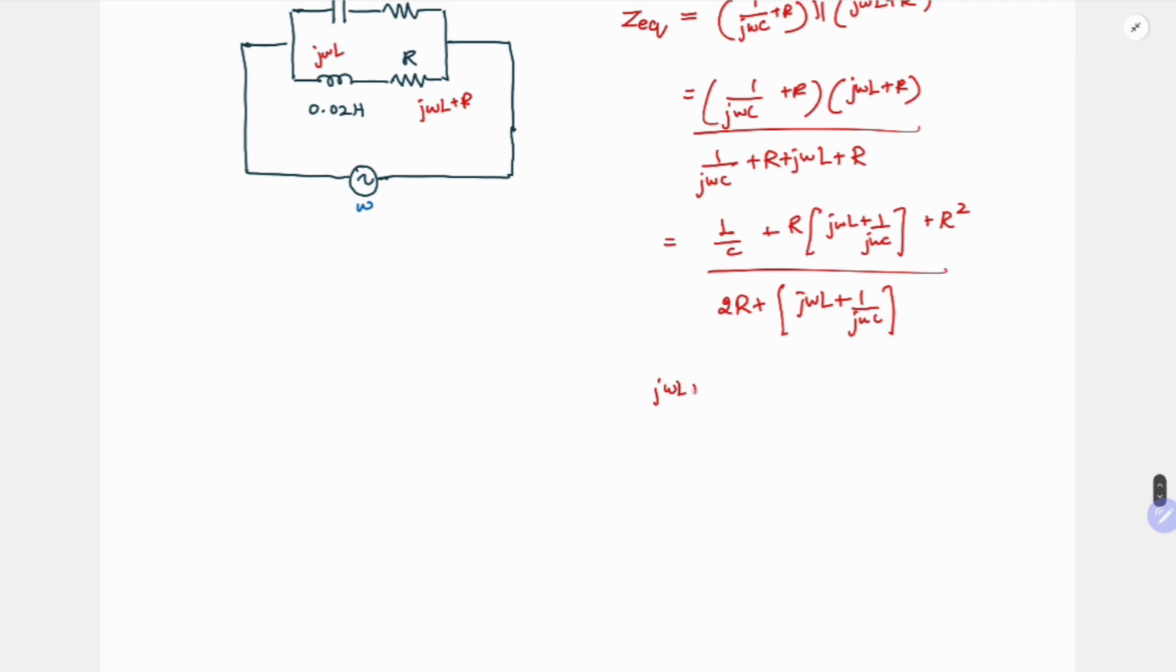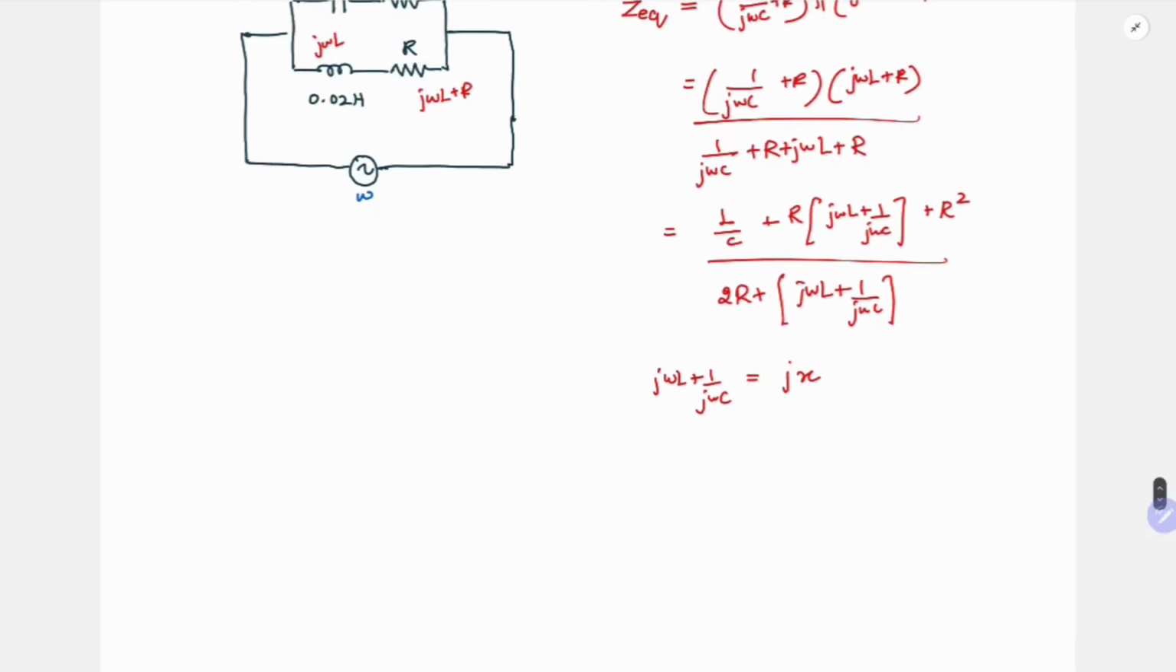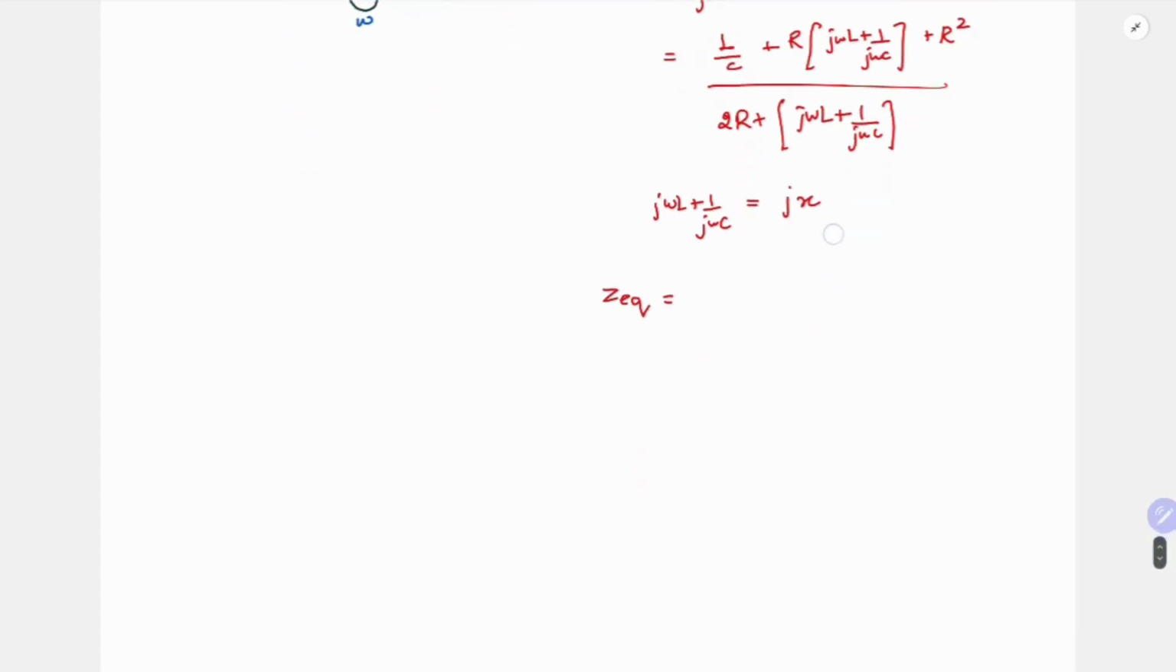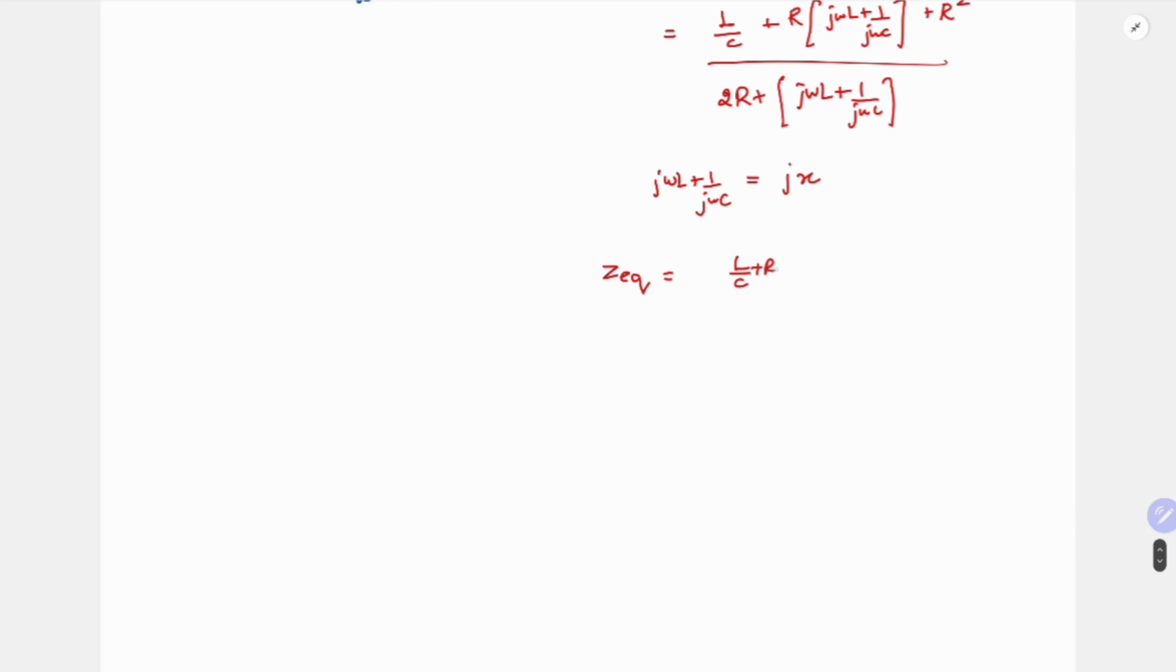This j omega L plus 1 by j omega C, I can write as j into some x. I'm not meaning this x as the reactance which we already discussed. This is some term x, or I'll also put it as a small x. So then what will Z equivalent become? It is (L by C plus R square) into jxR divided by 2R plus jx. Now I want to find R such that this jx term is 0.